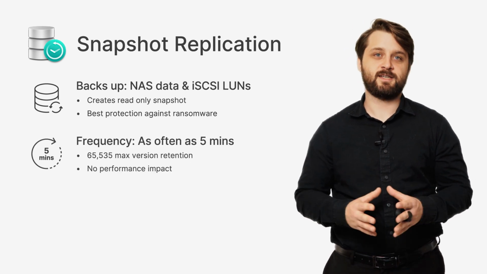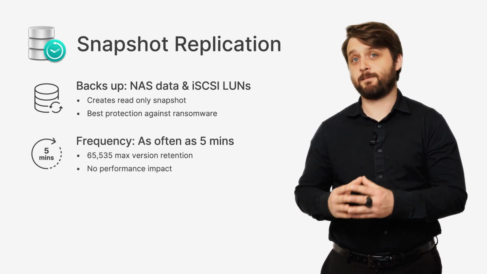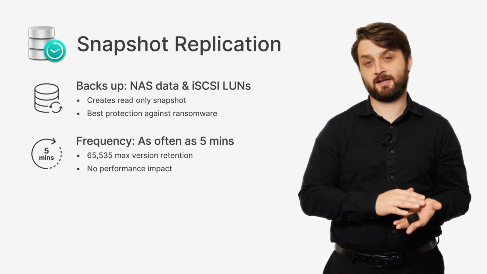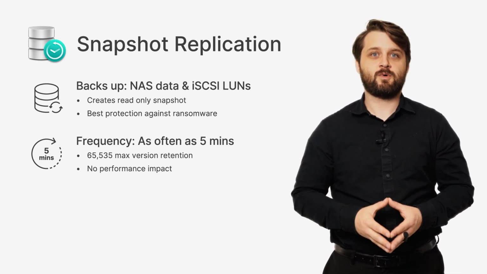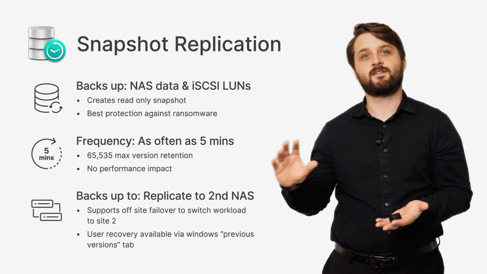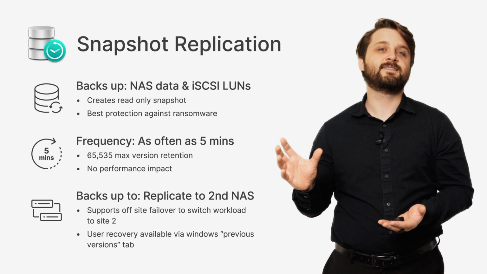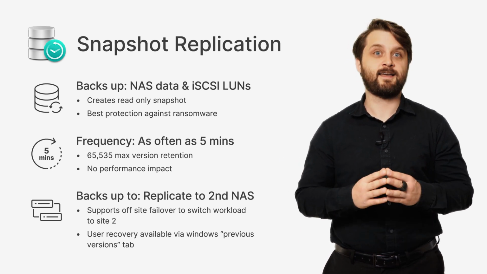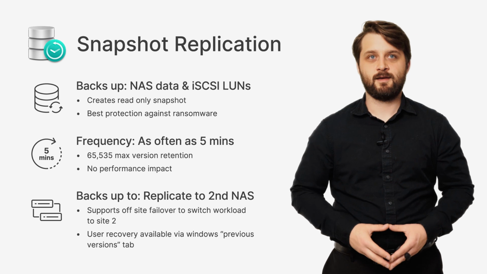Now, snapshot replication is more granular than Hyper Backup and other backup platforms, allowing you to back up as often as every 5 minutes and replicate that data off-site. So what you're able to do with snapshot replication in this case is replicate to that secondary NAS off-site. That secondary NAS contains that read-only snapshot, and you're able to fail over to that secondary snapshot should anything happen to your primary site.